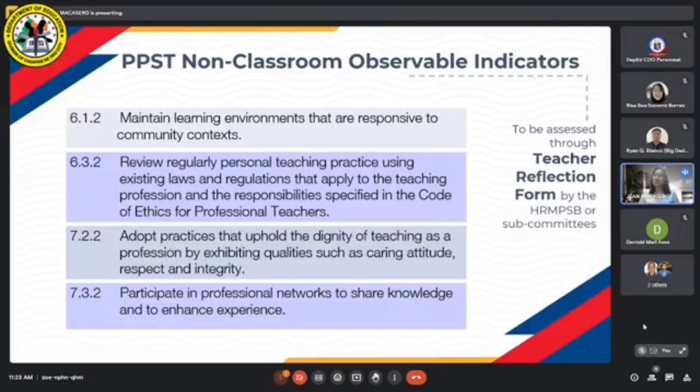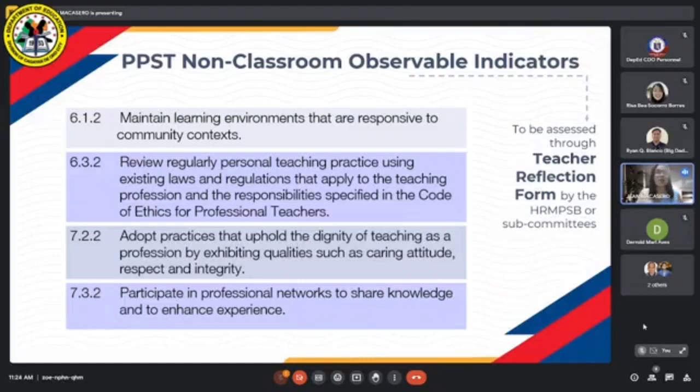So, teaching practices, especially on the Code of Ethics for professional teachers. Let's look at that area. Adopt practices that hold the dignity of teaching as a profession by exhibiting qualities such as a caring attitude. We will try to see what your ideas are on how we are going to show care, respect, and integrity. We have a new mantra from our CDO, DepEd Cagayan de Oro: Competence, diligence, and outstanding integrity.